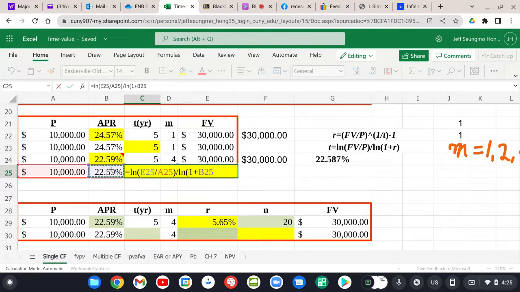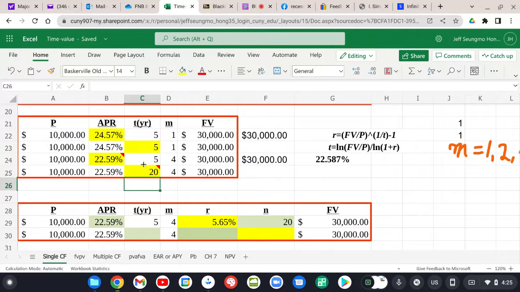Compounding is quarterly, so this APR will have to be adjusted by M, right? In other words, we are using the periodic rate, and what we are going to get initially will be quarters. How many quarters? It's going to give us 20 quarters, but then we will convert it into years. So we divide it by M, which is in D25, and hit enter. And I told you, this 20 is not 20 years, but 20 quarters.